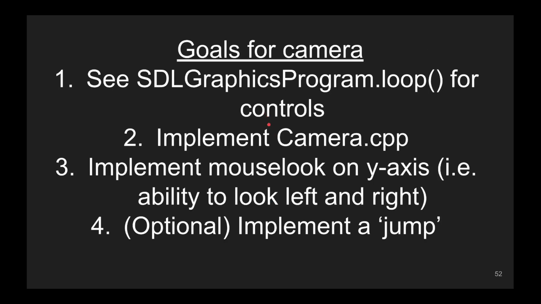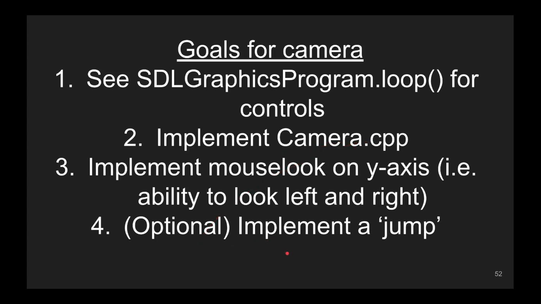So anyways, just to give you the goals on what's going to be the first part of the lab: you're going to implement a camera, you're going to implement mouse look on the y-axis, so the ability to look left and right, and you can do it for up and down. Honestly, it's kind of nice. And the camera part here of CPP is those move forward, move left, move right, move up, move down commands. That's what you'll be implementing.